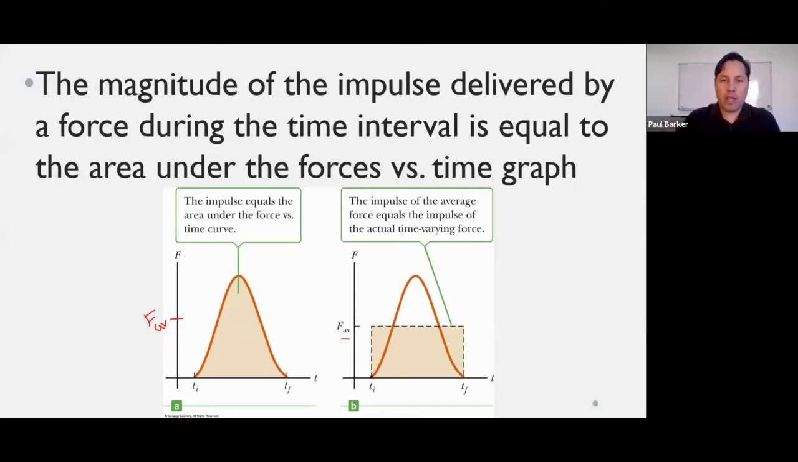So that gives us the area under this square right here. The magnitude of the impulse delivered by a force during the time interval is equal to the area under the force versus time graph.